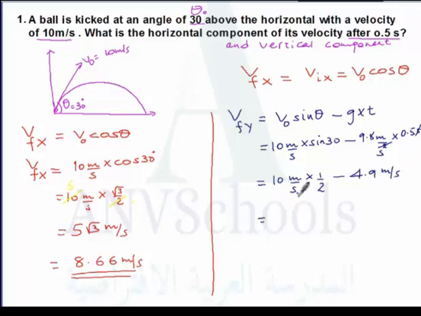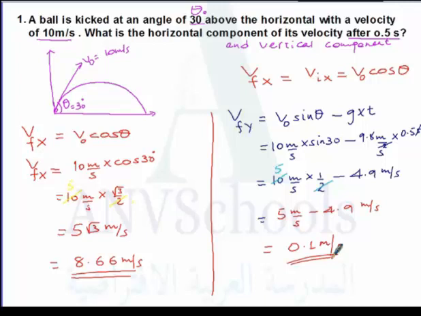10 times one half, you just simplify, is 5 meters per second, minus 4.9 meters per second, which is the same as 0.1 meters per second. So the vertical component of velocity after 0.5 seconds is 0.1 meters per second.